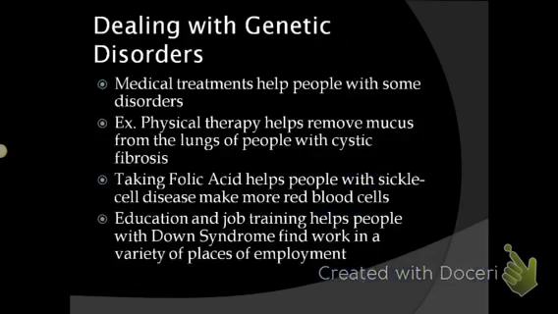And then, of course, people who have genetic disorders have to deal with them. Again, medical treatments. Physical therapy helps remove mucus from the lungs of people with cystic fibrosis. Folic acid helps people with sickle cell disease to make more red blood cells. And then education and job training helps people with Down syndrome find work and try to live the best life that is possible for them.